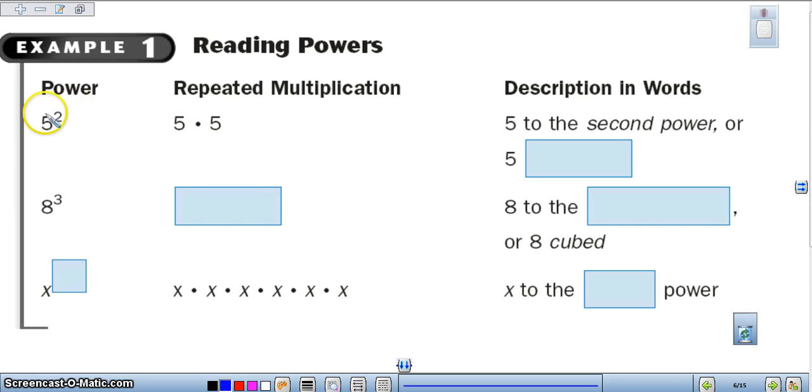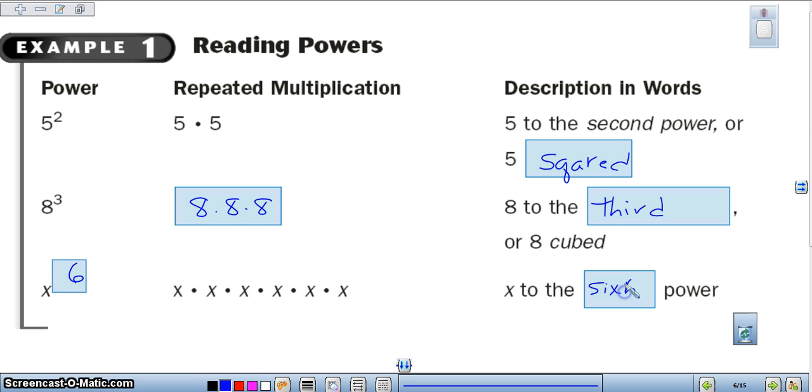As you look at evaluating powers and how you read them, 5 to the second, 5 times 5, 5 to the second power, or the other word we sometimes will use is squared. Here we have the base 8 with an exponent of 3. The repeated multiplication would be 8 times 8 times 8. We would say, 8 to the third power, or 8 cubed. If we count the number of x's in our repeated multiplication, we have 6 of them, x to the 6th, x to the 6th power.